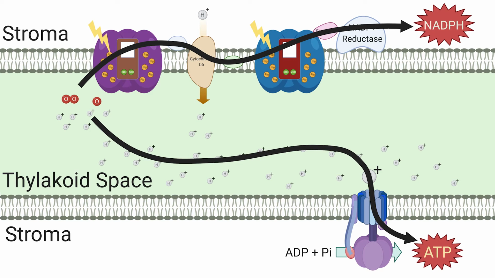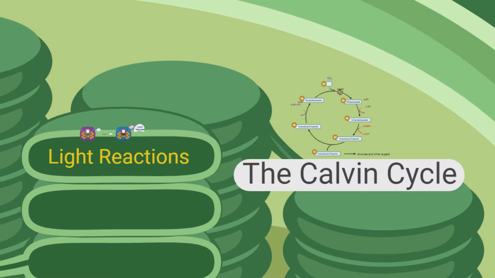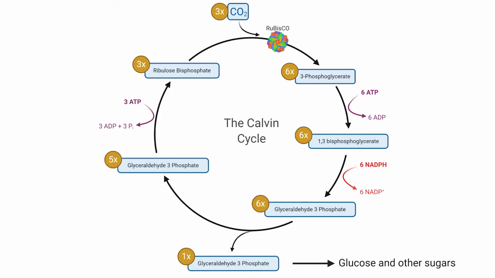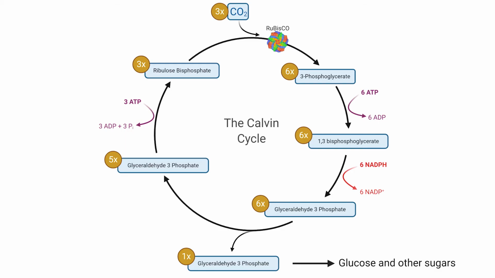So, what does the plant do with all this ATP and NADPH? It makes sugars, of course. Now that we have left the thylakoid membrane and are inside the stroma, we can observe the Calvin cycle, step by step. An overview shows us that the Calvin cycle takes CO2 from the atmosphere. It does this by opening stomata, which are basically openings in the leaf that allow for CO2 to diffuse in. The plant then combines those CO2 molecules with ribulose bisphosphate and produces glucose.